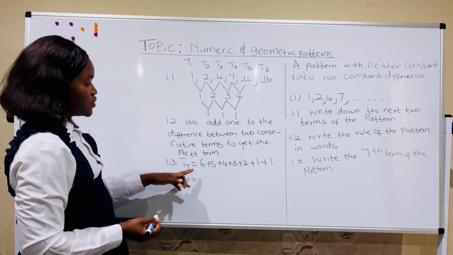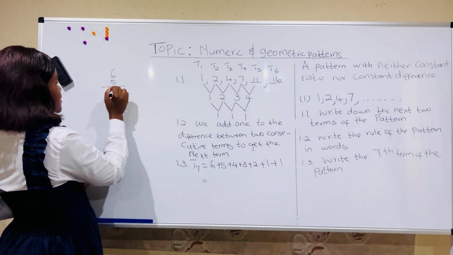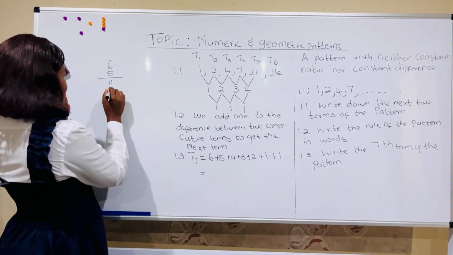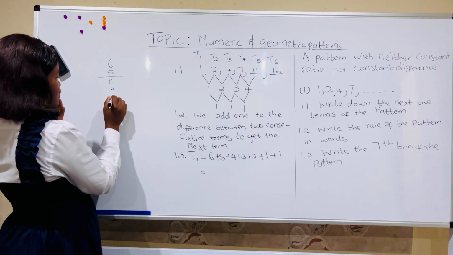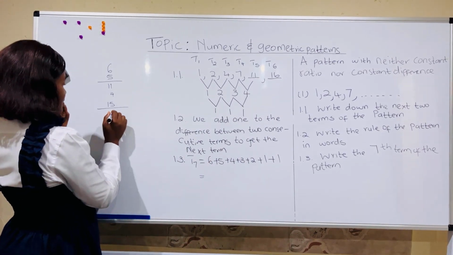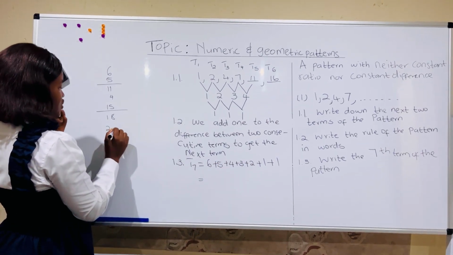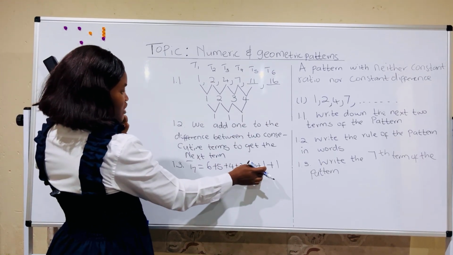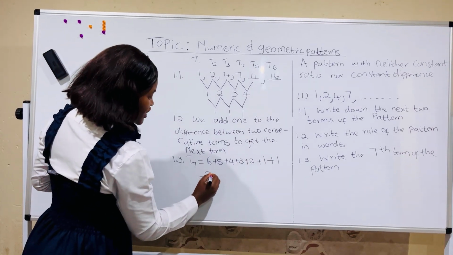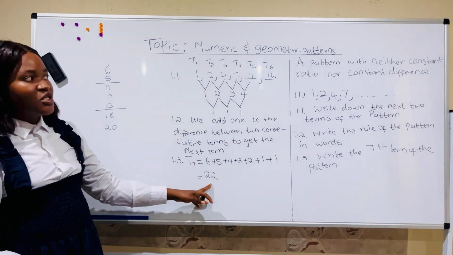So here we're just going to say, what is 6 plus 5? 6 plus 5 is going to be 11. What is 11 plus 4? 15. And then what is 15 plus 3? 15 plus 3 is 18. 18 plus 2 is 20, and then 20 plus 1 is 21, plus 1 again is 22. So that means our term number 7 is going to be 22.